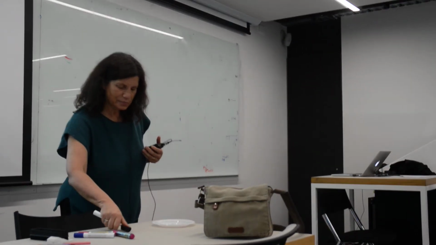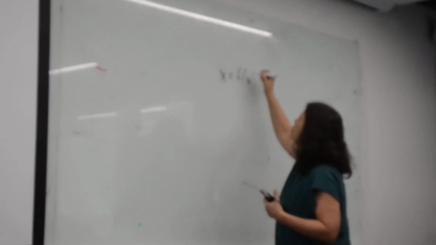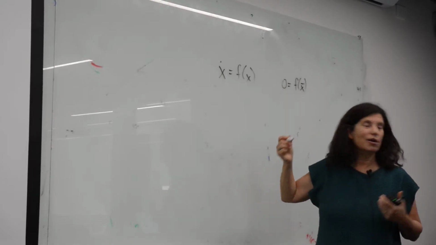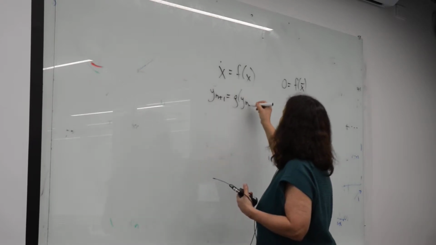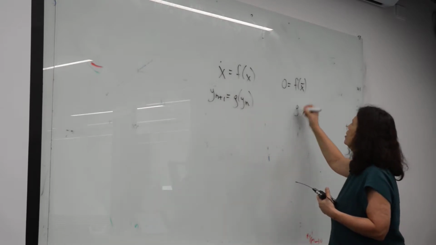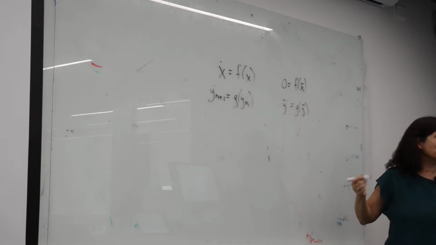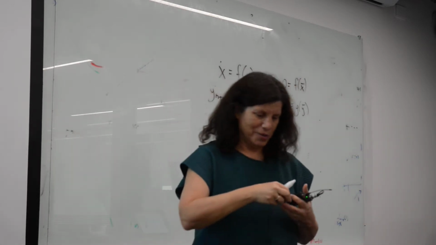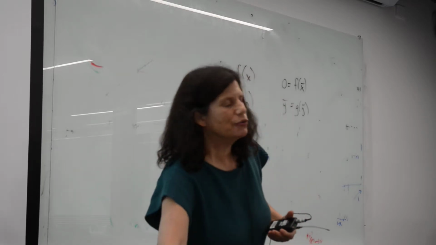Anyway, I was just going to say something very simple. If you write x dot equals f of x, a fixed point satisfies 0 equals f of x bar. Whereas if you write y_{n+1} equals g of y_n, then a fixed point is such that g of y bar equals y bar. So it's not 0 that you're looking for, it's fixed points, which is pretty obvious.